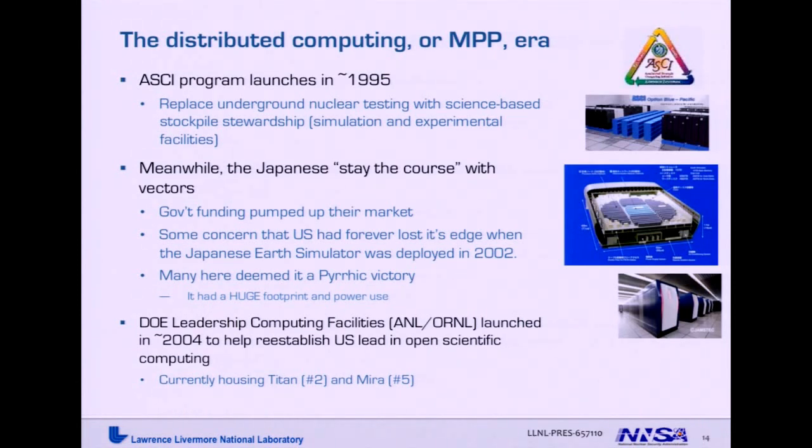Just as an aside, that was quite a little bit of a scare for the US HPC market at the time. And as a result of that, the leadership computing facilities at Argonne and Oak Ridge were launched around that time, largely to help make sure the US stayed on top of the world in HPC. And as you probably know, or you'll hear later today, some of the top machines in the world are housed at Oak Ridge and Argonne right now.